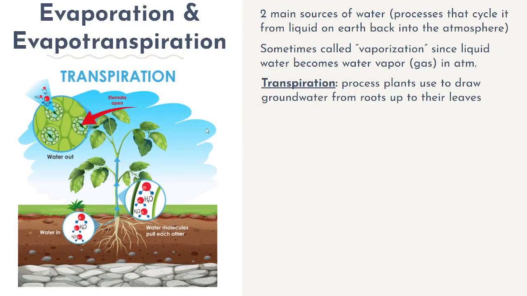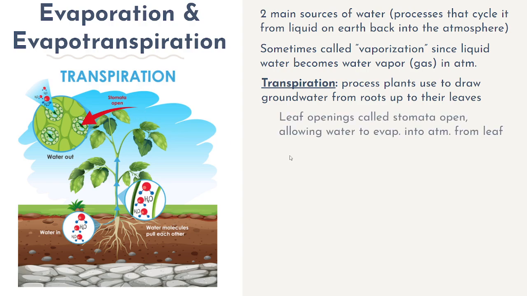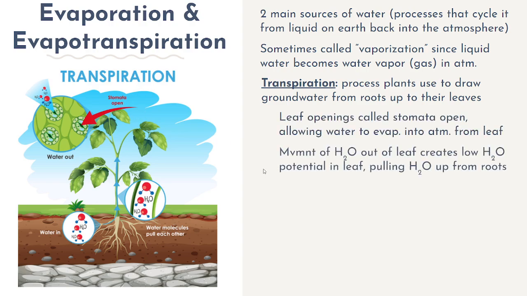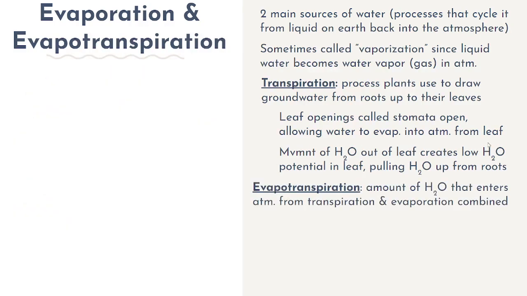Water enters the atmosphere through evaporation, as well as what's sometimes referred to as evapotranspiration or just transpiration. This is when plants open up their stomata to release water, and then that water makes its way into the atmosphere. As plants release water, they pull water up from their roots.